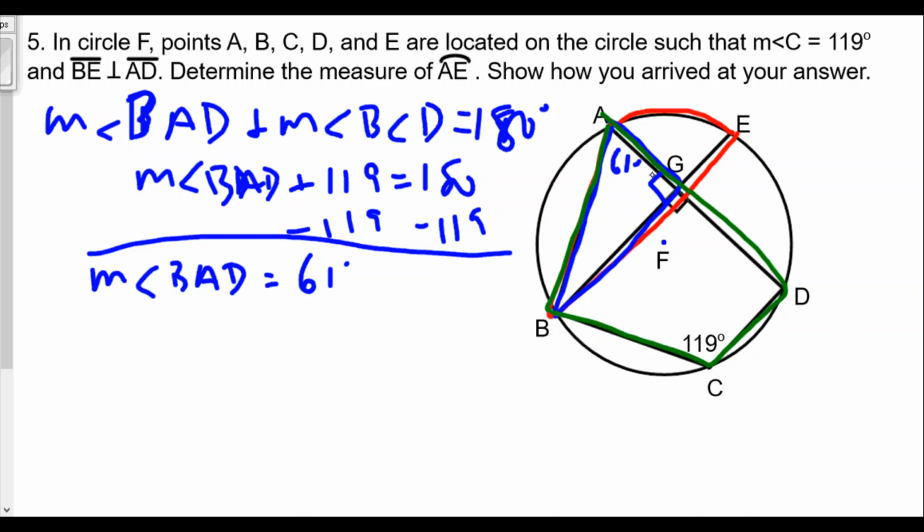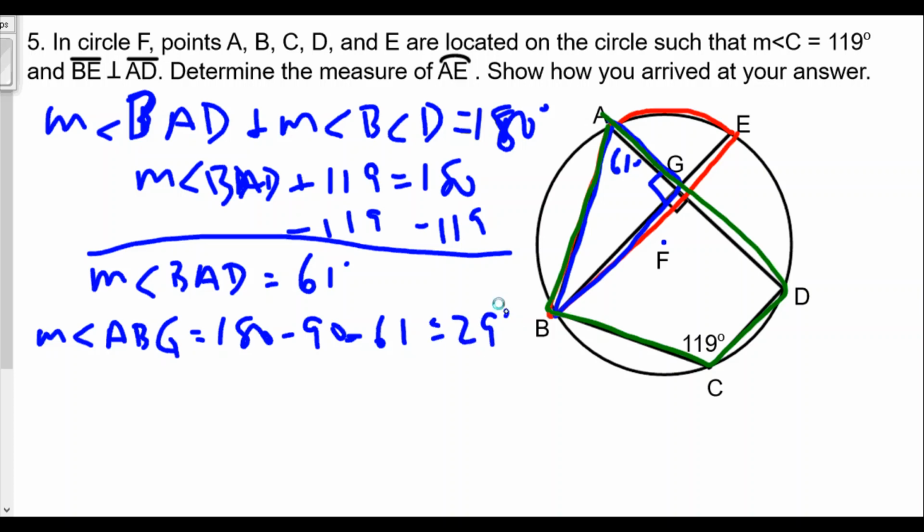Well, okay, that would mean that angle ABG, measure angle ABG, is equal to 180 minus 90 minus 61. Well, 180 minus 90 is 90, and then 90 minus 61 will give us an angle measure of 29 degrees. So we know angle ABG is 29 degrees, because another triangle we're focusing on here, triangle ABG, also has 180 degrees.